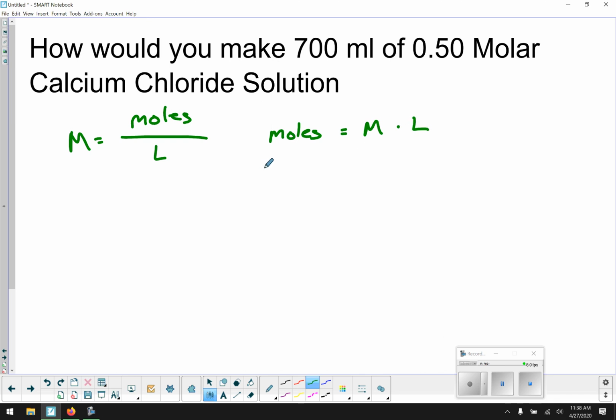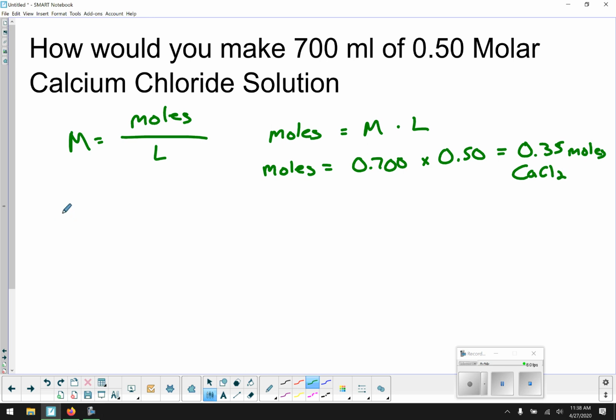And in this case, moles equals 0.700 times 0.50. Again, I switch milliliters to liters in my head, and that will equal 0.35 moles. So I need 0.35 moles of calcium chloride, and we can figure out how many grams that is. It's just a moles to grams conversion, so 0.35 moles of calcium chloride over 1.